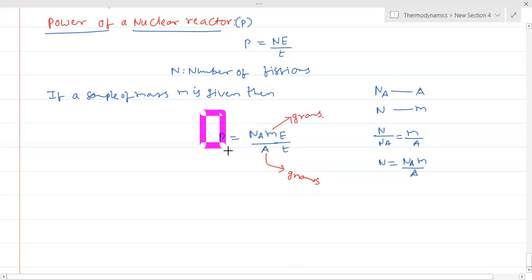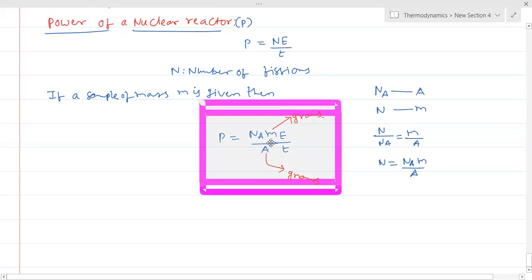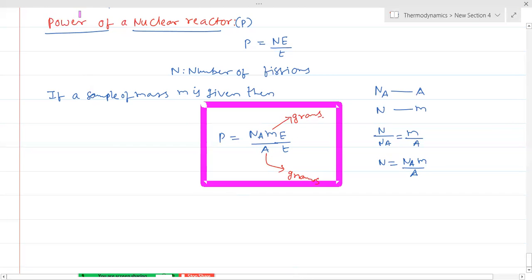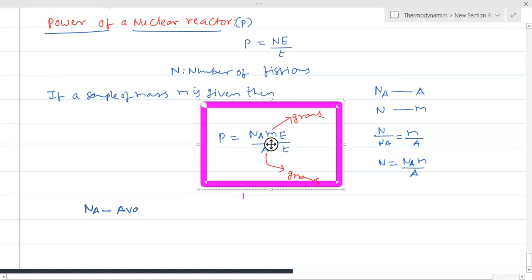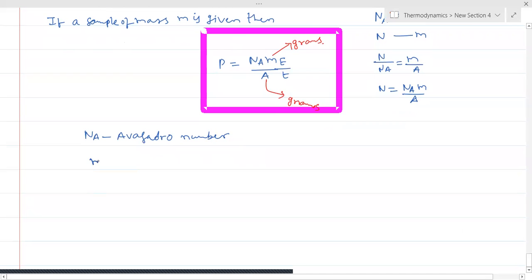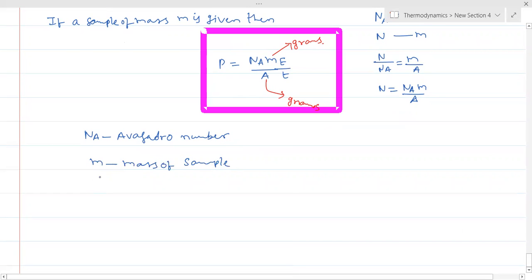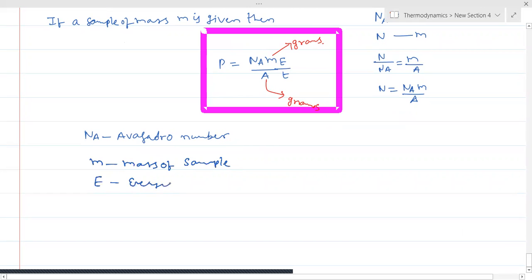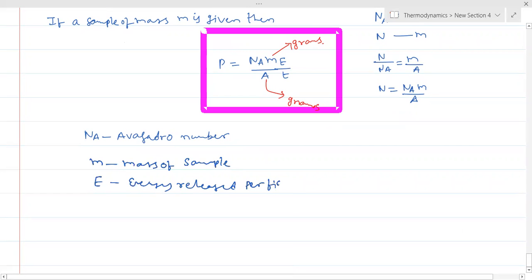Because of that complication, this is very famous. Here, N_A means Avogadro number, small m is the mass of the given sample, capital E is the energy released per fission, and t is the observation time.